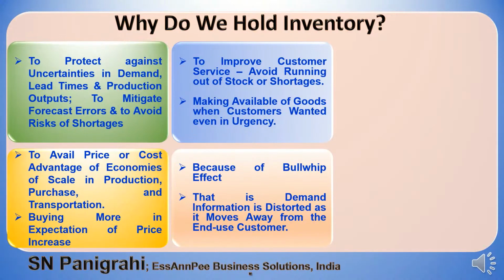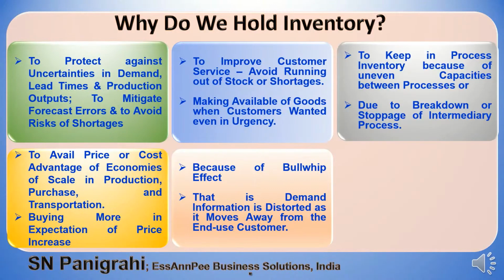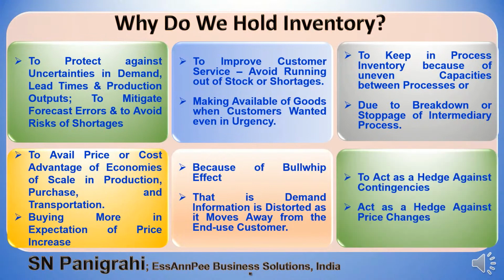Because of bullwhip effect. That is, demand information is distorted as it moves away from the end-use customer. To keep in process inventory because of uneven capacities between processes, or due to breakdown or stoppage of intermediary process. To act as a hedge against contingencies. Act as a hedge against price changes.